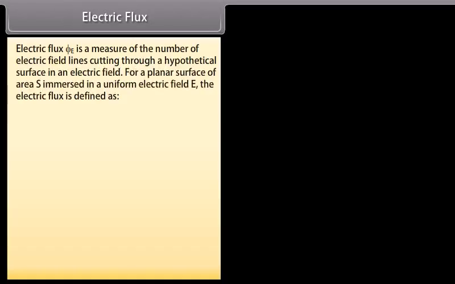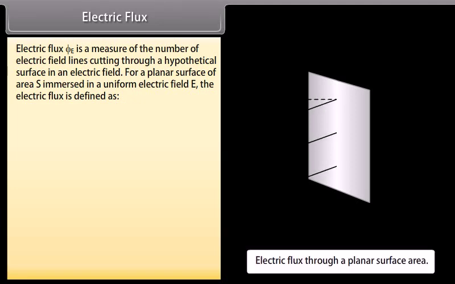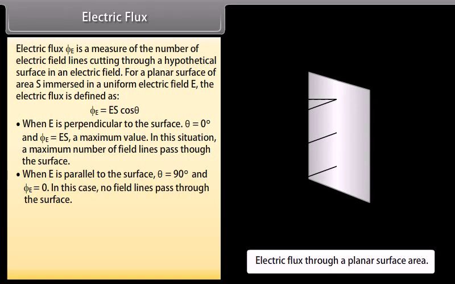Electric flux. Electric flux phi E is a measure of the number of electric field lines cutting through a hypothetical surface in an electric field. For a planar surface of area S immersed in a uniform electric field E, the electric flux is defined as phi E is equal to ES cos theta. When E is perpendicular to the surface, theta is equal to 0 degree and phi E is equal to ES, a maximum value. In this situation, a maximum number of field lines pass through the surface. When E is parallel to the surface, theta is equal to 90 degree and phi E is equal to 0.